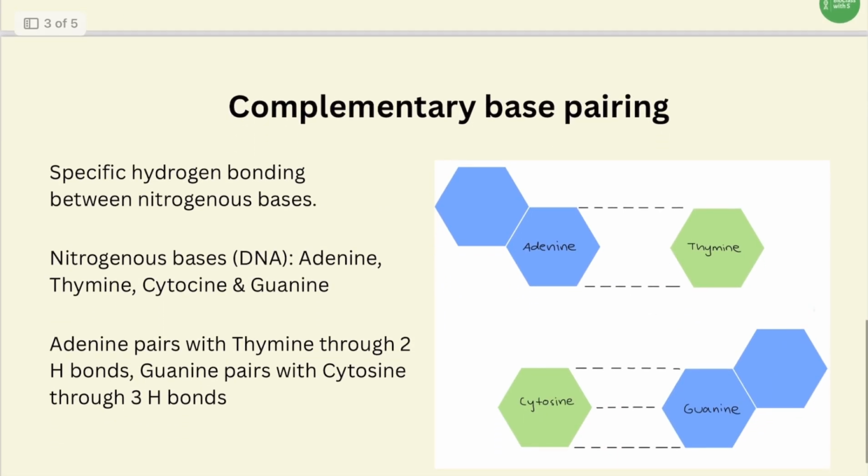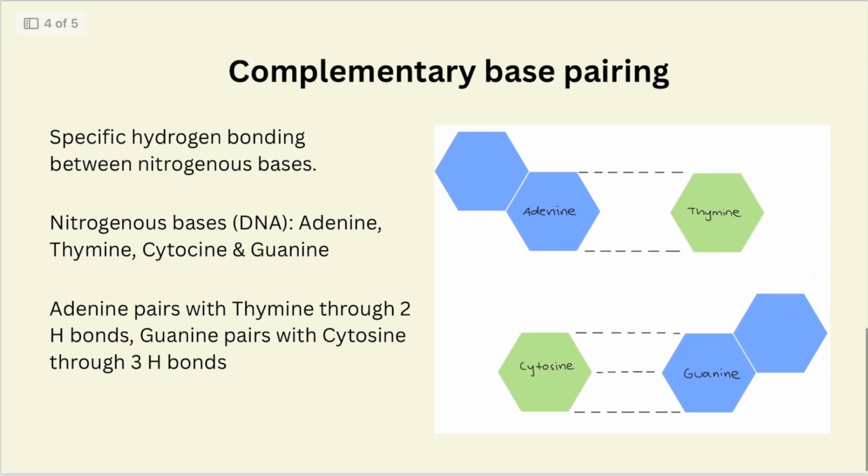Now let's look at how these two strands are even held together. This is possible due to the complementary base pairing, which refers to the specific hydrogen bonding between the nitrogenous bases in DNA. The nitrogenous bases in DNA are adenine, thymine, cytosine, and guanine.